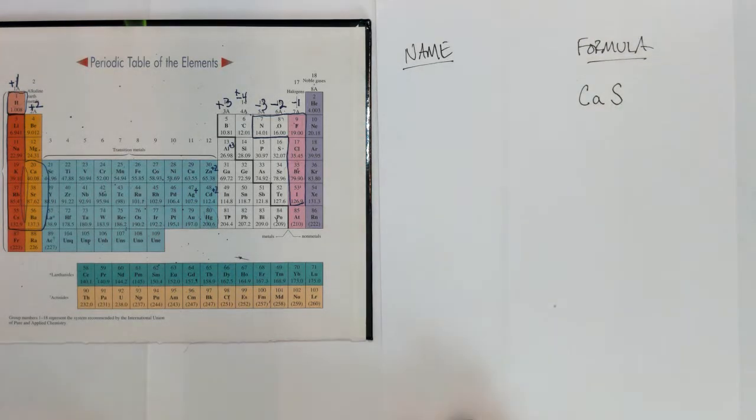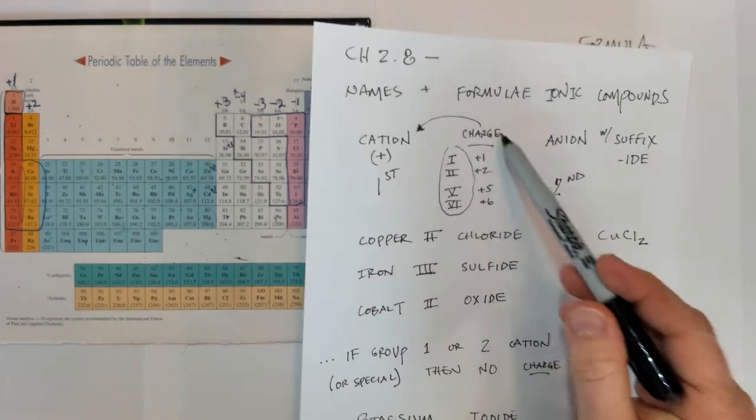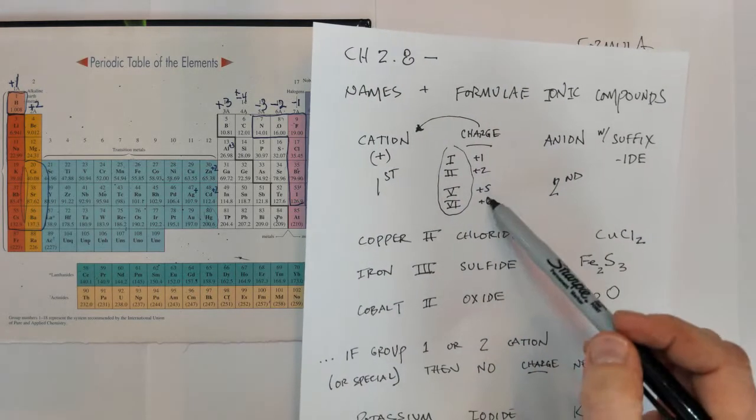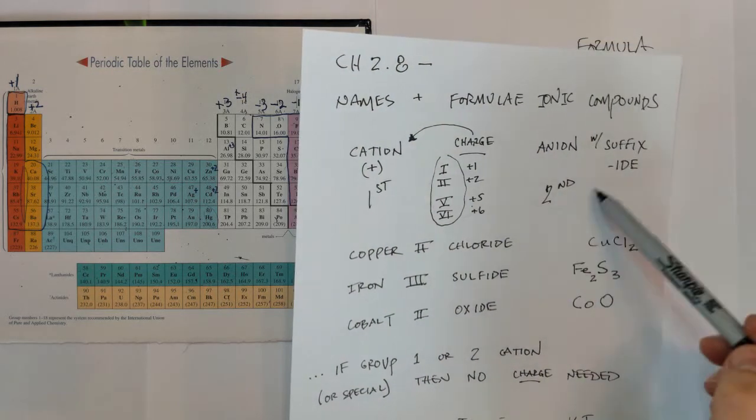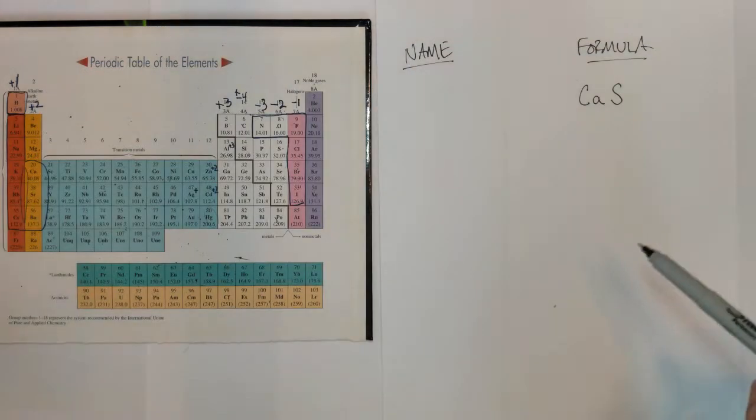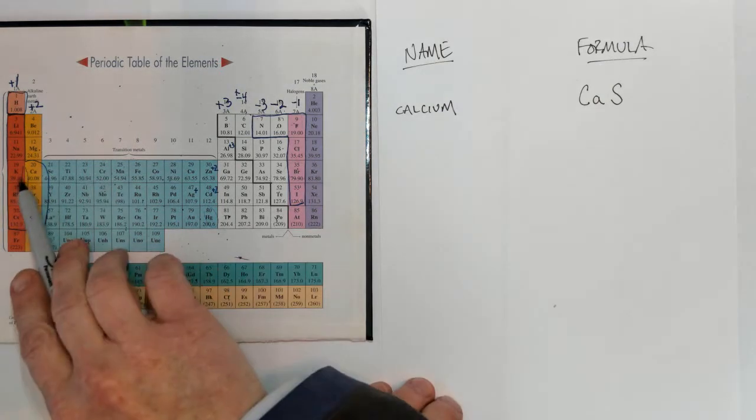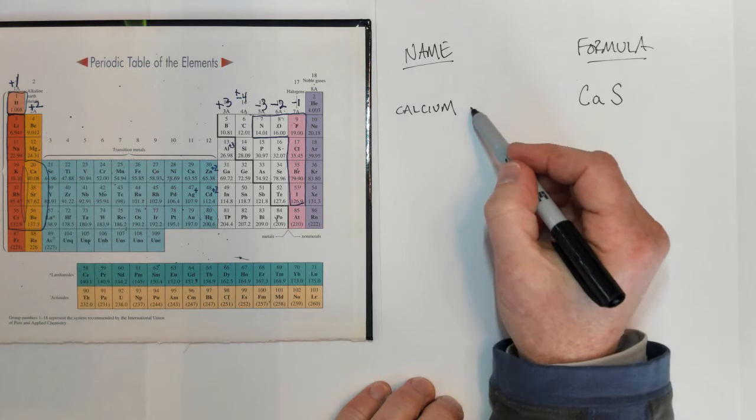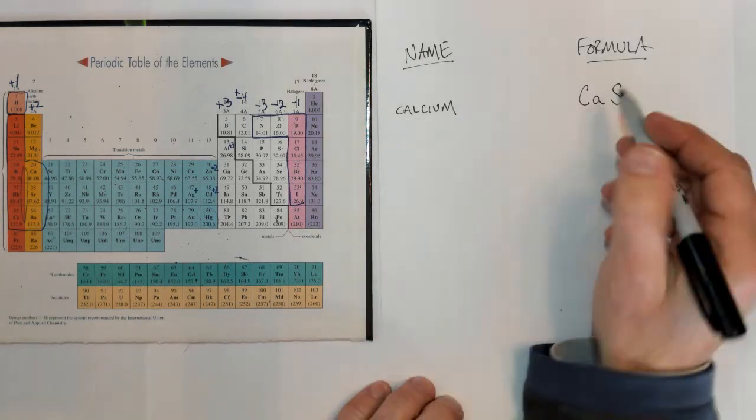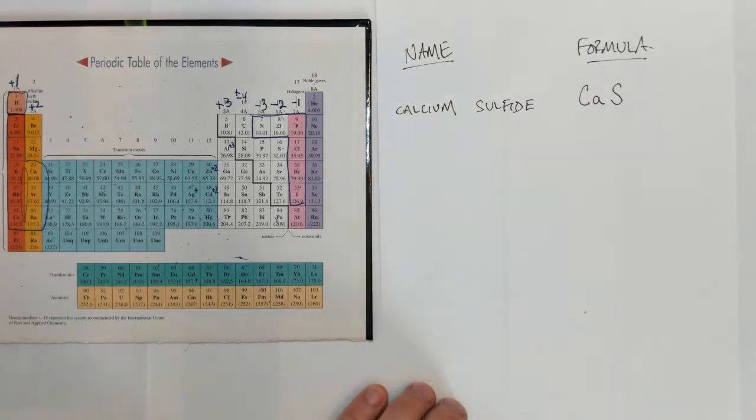CaS. Okay, remember when you write the names and the formulas, the cation always comes first. And then if you need to put a charge in the middle, you go ahead and do that. Most things have the charges, but remember there's a few specials. And then you name the anion second, and you add the suffix IDE. So this one we'd call calcium. And then we notice that calcium's in this group that's positive 2, so you don't have to worry about putting a number in the middle saying it's charged because it's a special one. And then we'd put sulfide, and so we'd call this calcium sulfide.